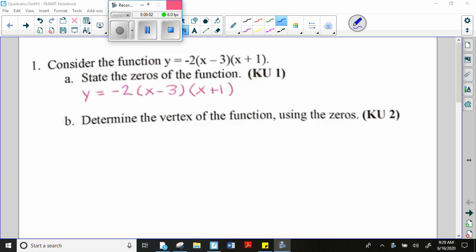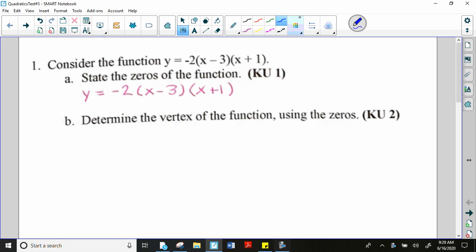All right, question number 1. It is asking us, first of all, it gave you the equation of a parabola. What form is this? This is called our factored form. The reason I know it's factored form is because I see two sets of brackets and they're different.